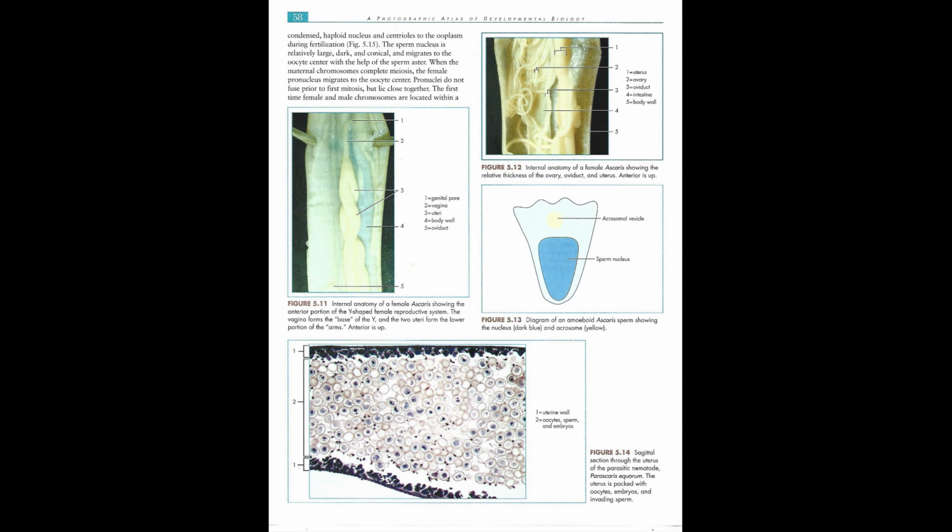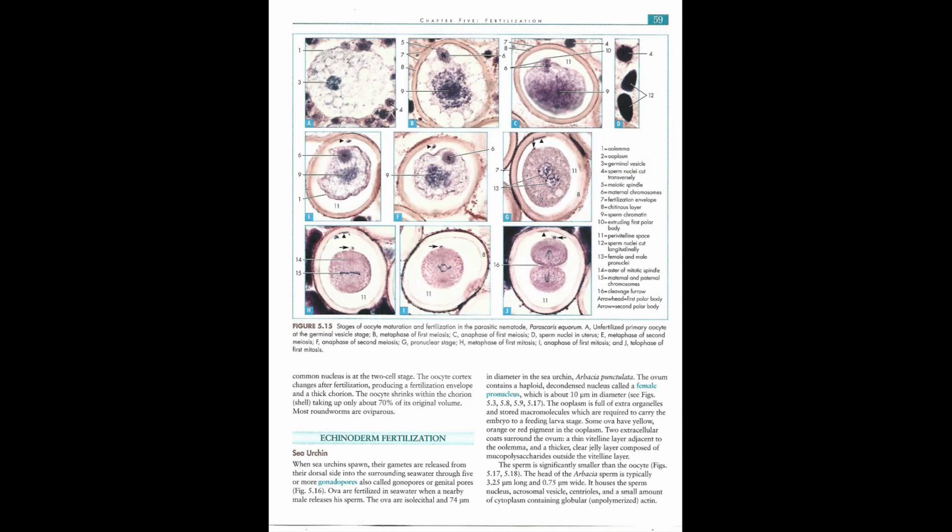The sperm nucleus is relatively large, dark, and conical, and migrates to the oocyte center with the help of the sperm aster. When the maternal chromosomes complete meiosis, the female pronucleus migrates to the oocyte center. Pronuclei do not fuse prior to first mitosis, but lie together. The first time female and male chromosomes are located within a common nucleus is at the two-cell stage.